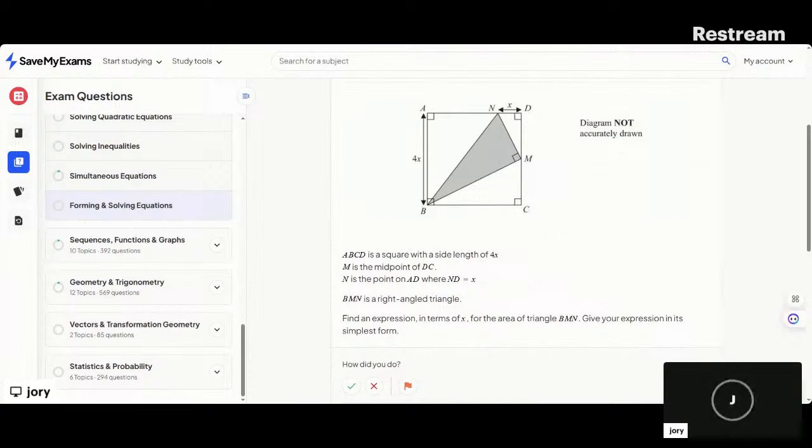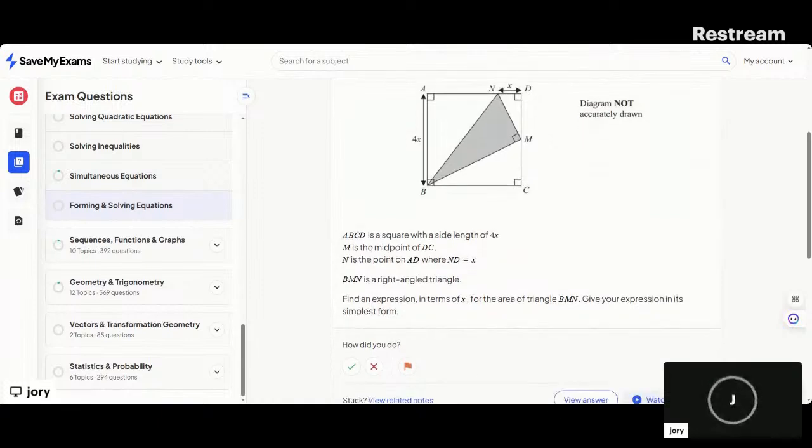Okay. And then it's these two multiplied by each other. x root 5 times 2x root 5 is going to be 5 times 2, which is 10x squared. Half of it, so it's going to be 5x squared.